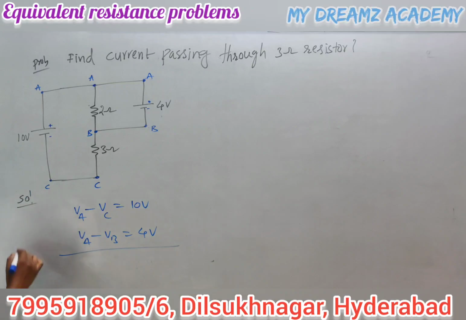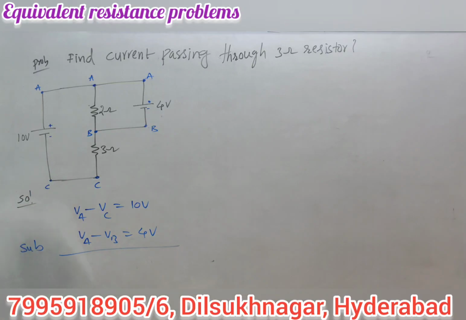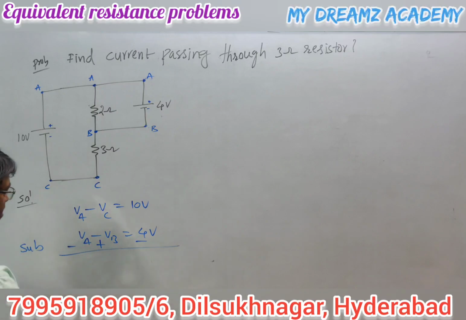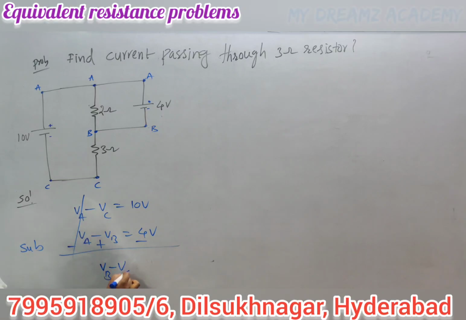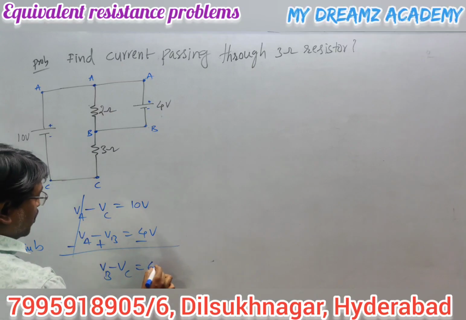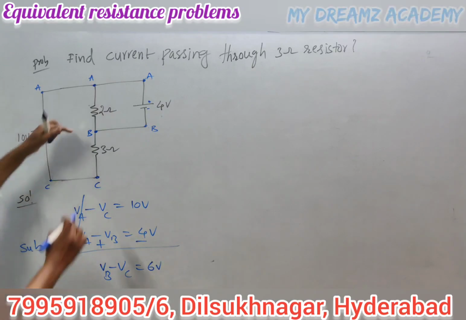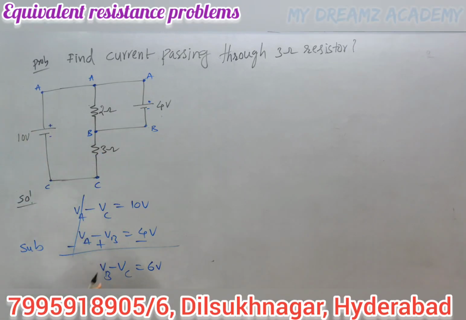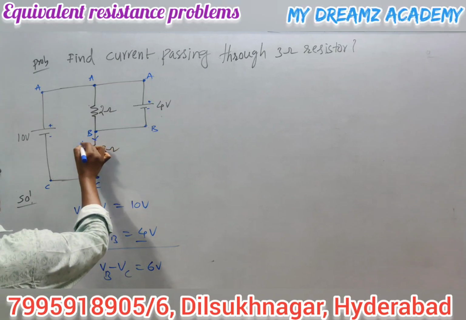Now by subtracting these two equations, VA minus VA gets cancelled, and we get VB minus VC equals 10 minus 4. How much will we get? 6 volts. VB minus VC, the potential difference across the 3 ohm resistor, equals 6 volts. What is the current passing through this one?